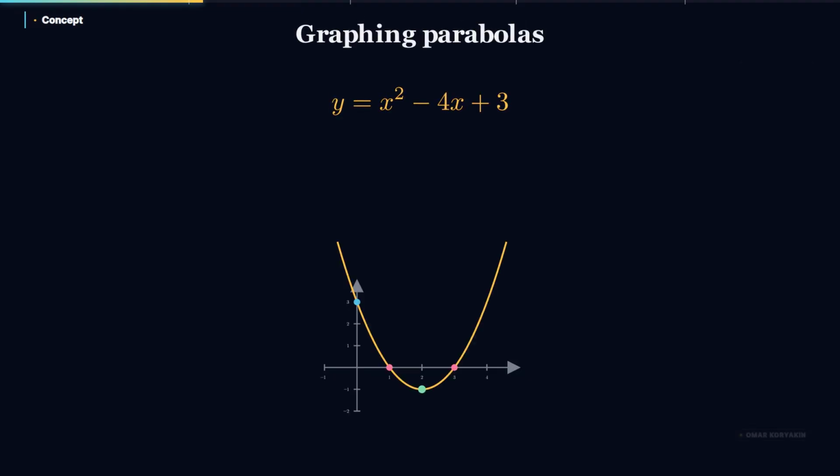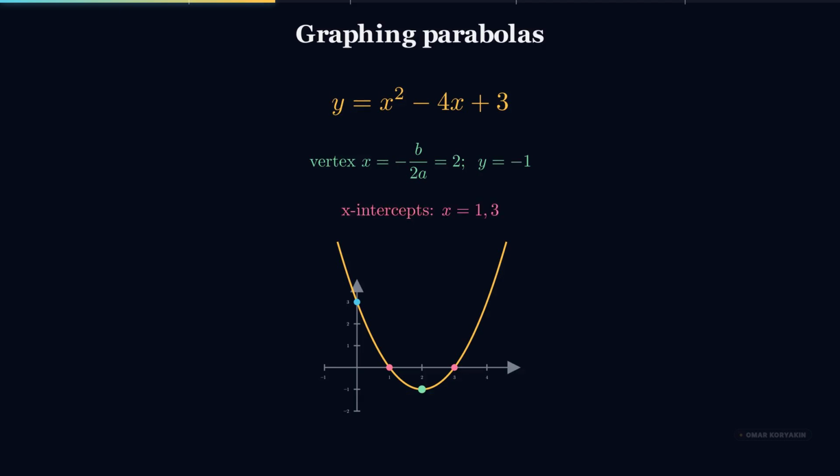Take y equals x squared minus 4x plus 3. Match to standard form: a equals 1, b equals -4, c equals 3. Find the vertex. x equals -b over 2a, which is 4 over 2 equals 2. Substitute back: y equals 4 minus 8 plus 3 equals -1. Vertex at the point (2, -1).